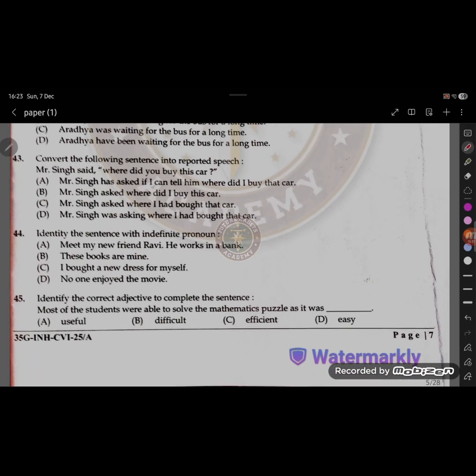Question 43 asks about reported speech. Here the answer will be C. We are getting it fast and quick so that you get the answers soon.